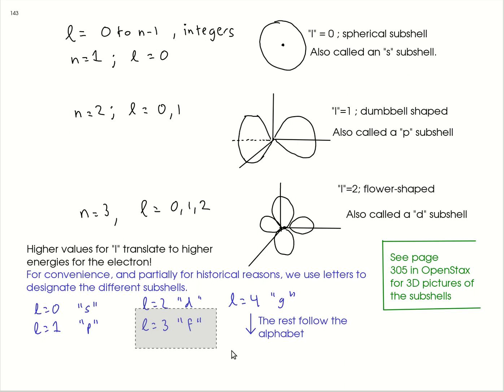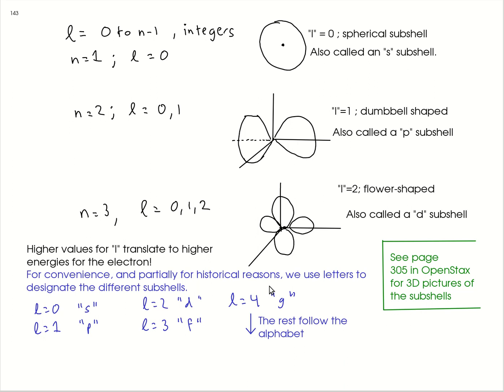So you might wonder why the first four are S, P, D, and F, and the rest of them follow the alphabet. Well, you might think that S stands for spherical. It really doesn't. It actually stands for a term from spectroscopy, which is what they use to analyze some of this stuff. It actually stands for singlet. You don't have to worry about that. Just remember the first four subshells are S, P, D, and F. Now, the rest of them, following L equals 4 down, go G, H, I, J, and so forth.